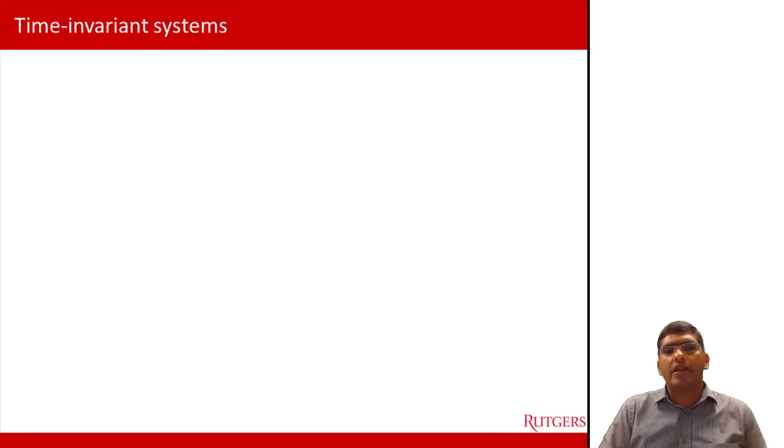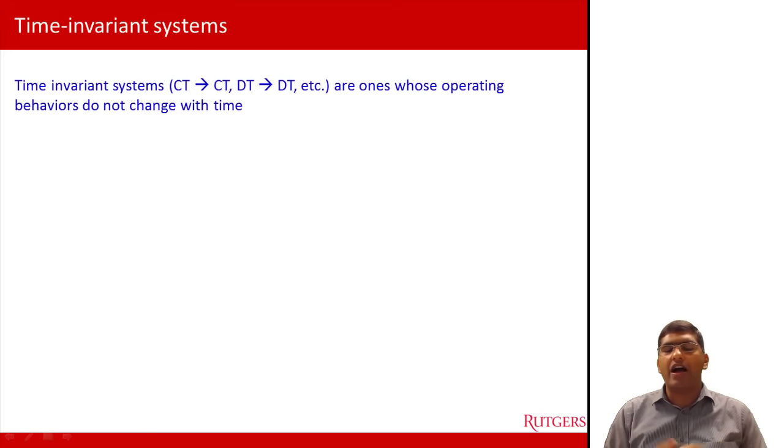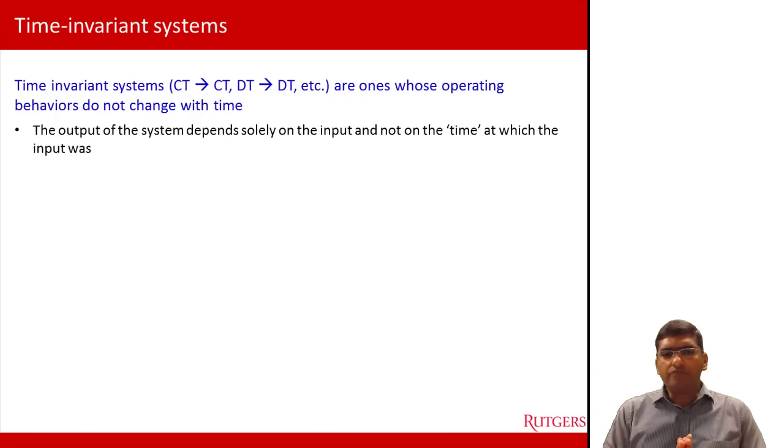Okay, let's now talk about time invariant systems. So time invariant systems, again they could be continuous time, discrete time, whatever the input they take and output they generate. The main idea is they are the systems whose operating behavior does not change with time. And so the way it is said is that the output of the system depends solely on the input and not on the time at which the input was applied to the system.